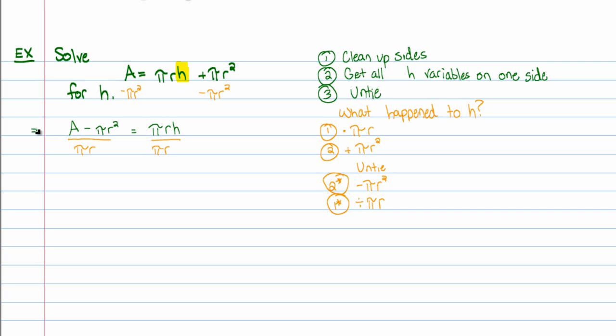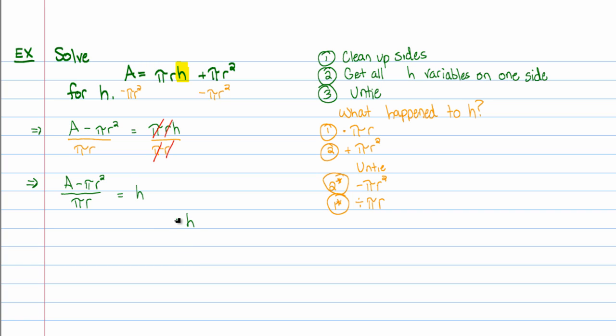And you will see, by the way, I forgot my implication signs. And you'll see that the left hand side is A minus pi r squared over pi r. And the right hand side, the pi's cancel. Pi over pi is just 1, and r over r is just 1. So that's 1 times h, or in other words, h. Now, again, this is perfectly acceptable as an answer.